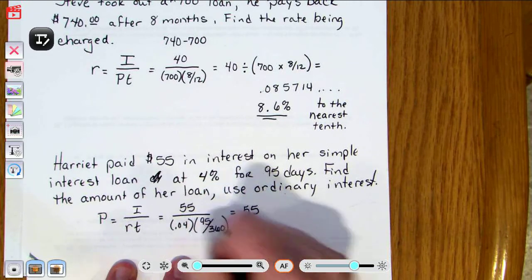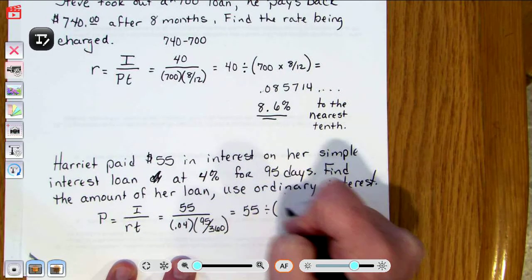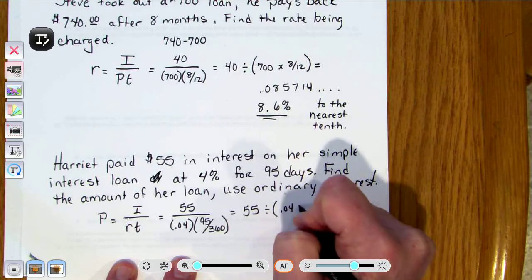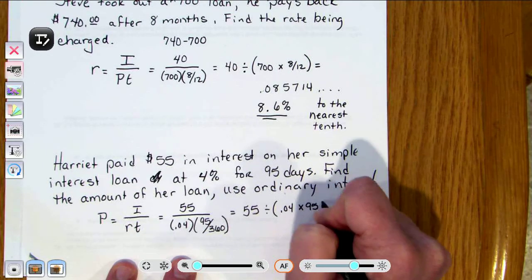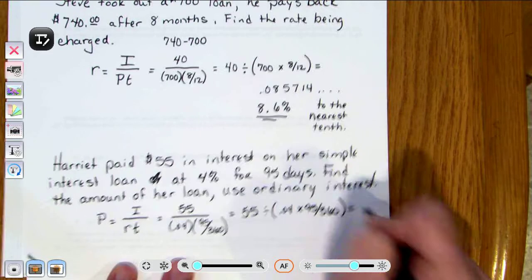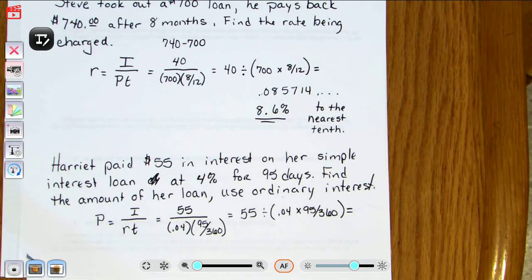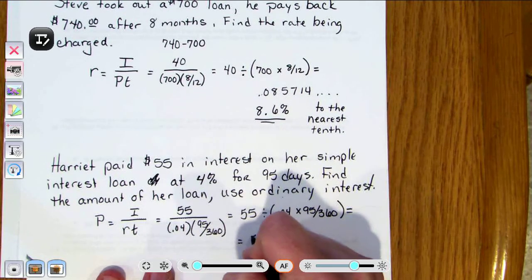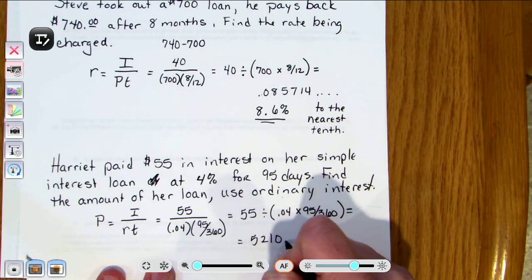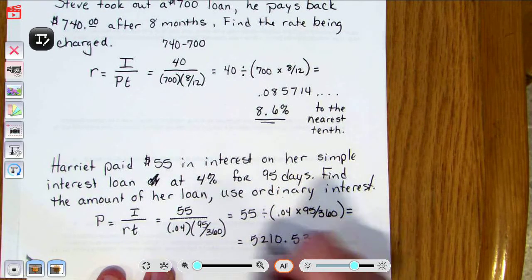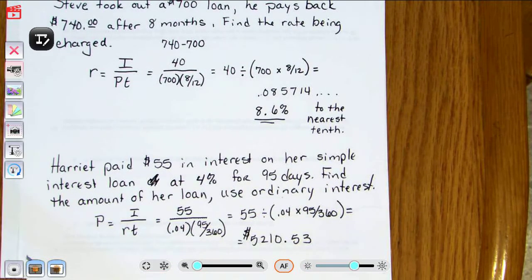Again, to force these guys to stay in that denominator, we are going to put some parentheses around it. And we'll see that we're going to take that 55 divided by parentheses 0.04 times our 95 over 360. And I come up with 5210.5, and I'm going to go to the nearest penny because we are talking about money.